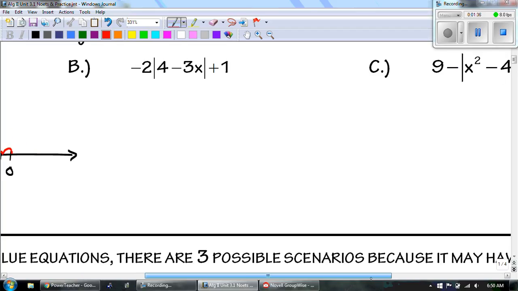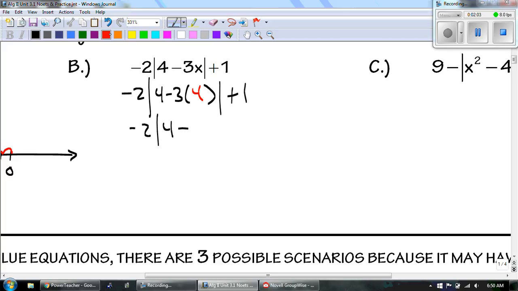Okay? All right, B. So we've got the -2 on the outside, then the absolute value of 4 minus 3x plus 1. And so we're plugging in 4 for x. Now, we treat the absolute value brackets like parentheses, so we do everything inside the parentheses first. So 3 times 4 is 12. Then we have 4 minus 12. Well, 4 minus 12 is -8. And the absolute value of -8 is +8.